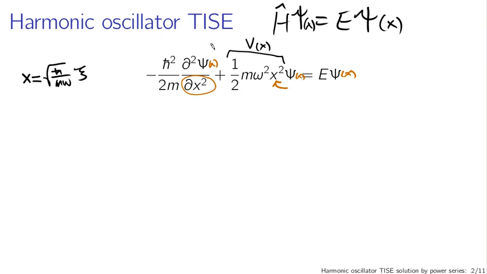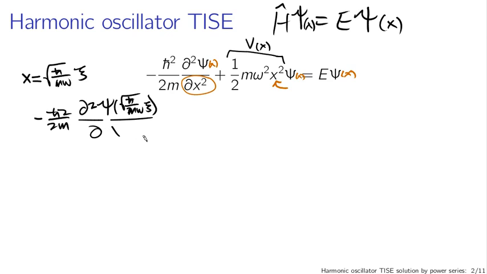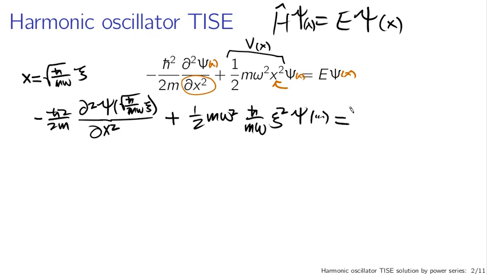First of all, we can pretty easily handle these psi as a function of x, because we know what x is. x is the square root of h bar over m omega times xi. So we'll have minus h bar squared over 2m, don't have to worry about the constants, second derivative of psi, now with square root of h bar over m omega xi as the argument for psi, but we're still second differentiating with respect to x, dx squared. Pardon me. Plus 1 half m omega squared. Now, substituting in for x, this is relatively easy. We're going to get this squared, h bar over m omega xi squared, times psi, and the argument of psi is again going to be this root h bar over m omega xi, equals E times psi, where again the argument of psi is this function of xi.